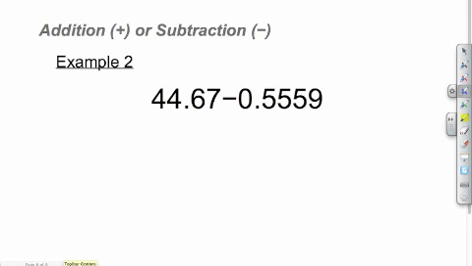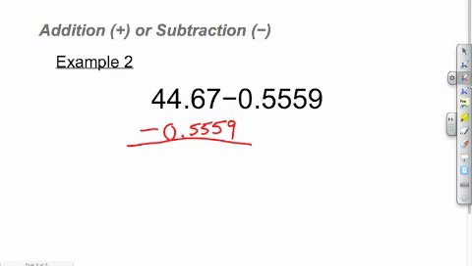In example 2, I'm subtracting 0.5559 from 44.67. The rule for addition and subtraction are the exact same thing. Alright, so like I said, I like to visualize where my decimal points are, and I like to line them up. So I'm going to put 0.5559 right under the 44.67. And I'm going to subtract those two.